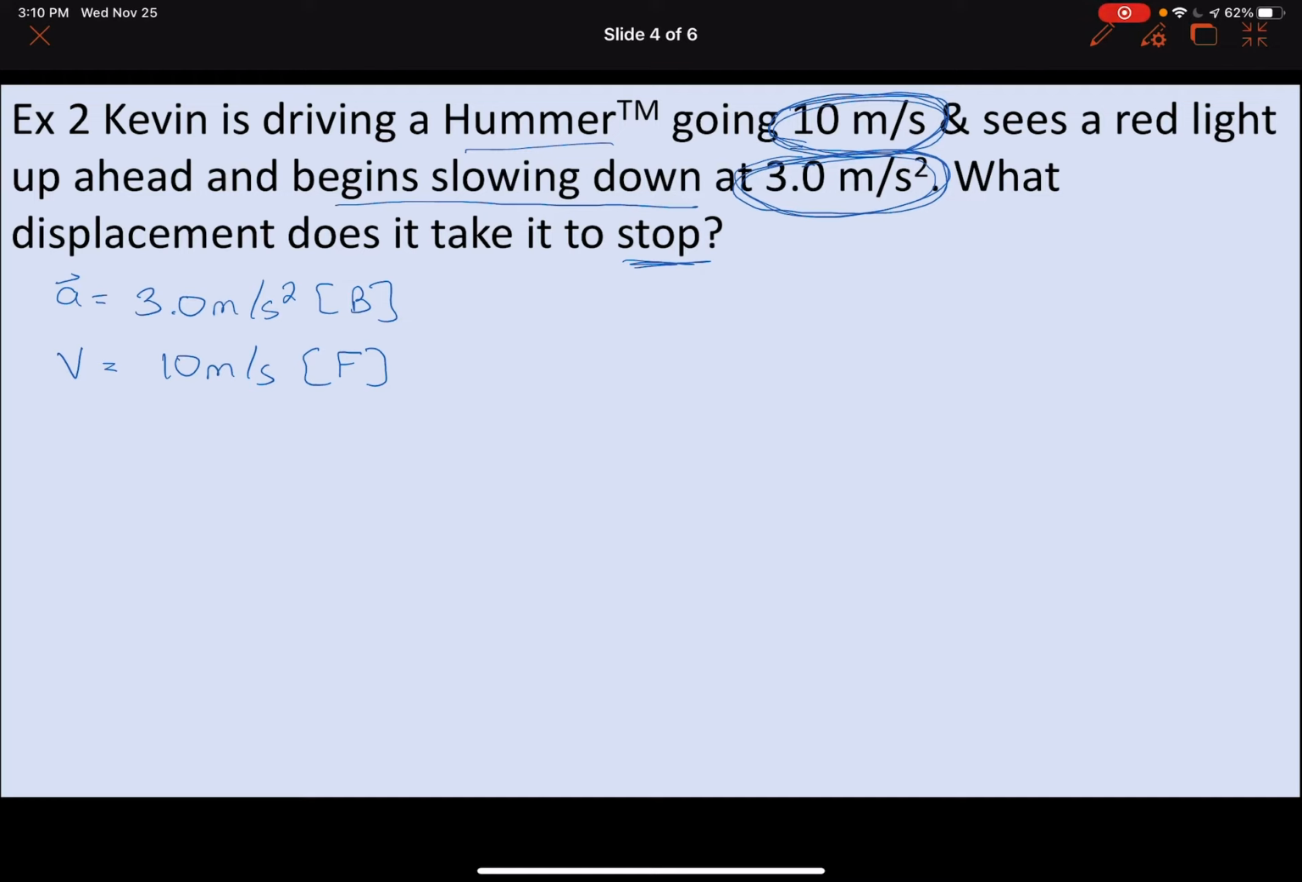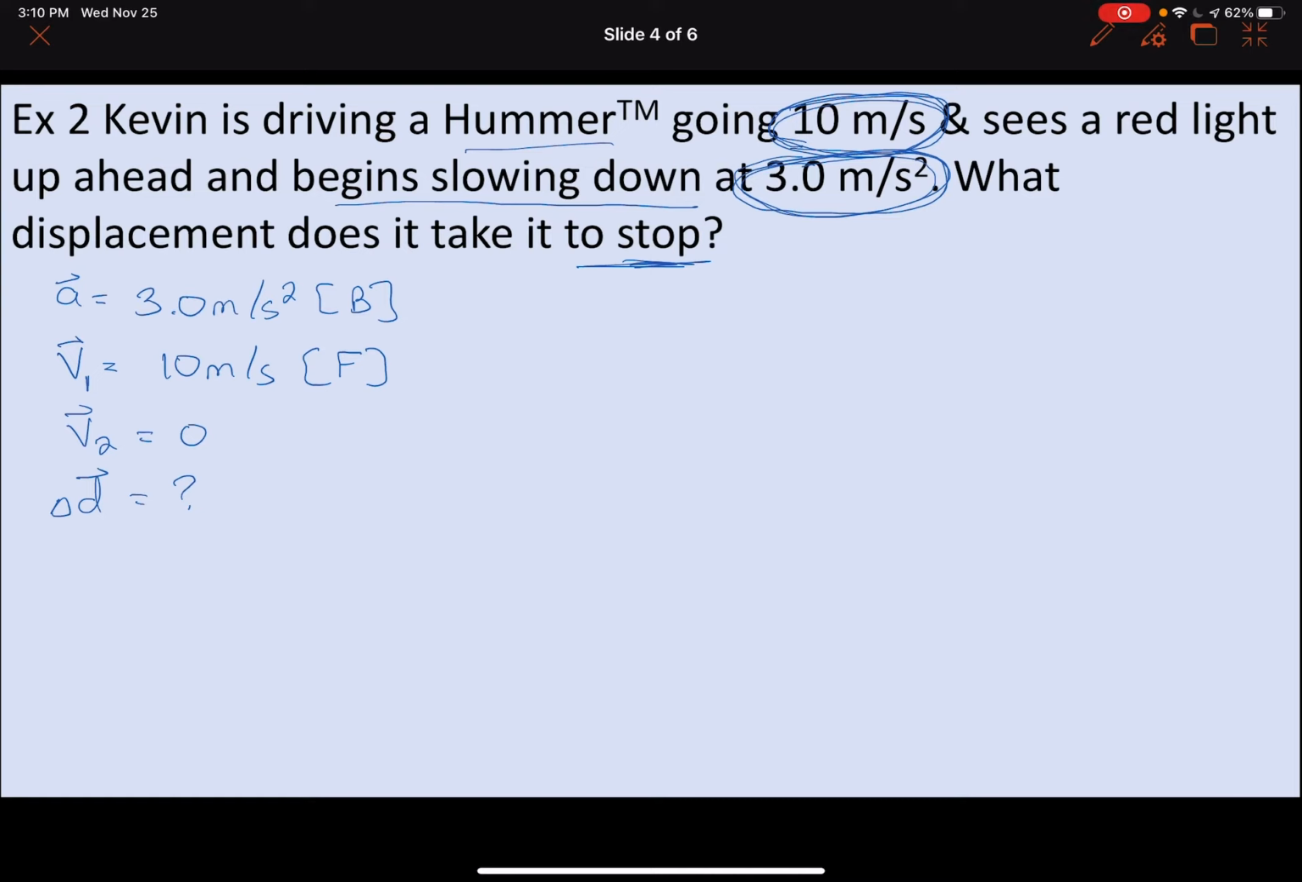And it says something here that the truck or the Hummer or whatever is going this fast. That's an indication that it's V1, because what they're saying is later on, this thing is going to stop. If it's going to stop, that's V2, that's 0. And the question is, what is the displacement? Okay, so here's V1, here's V2. I'll put all my vector signs in.